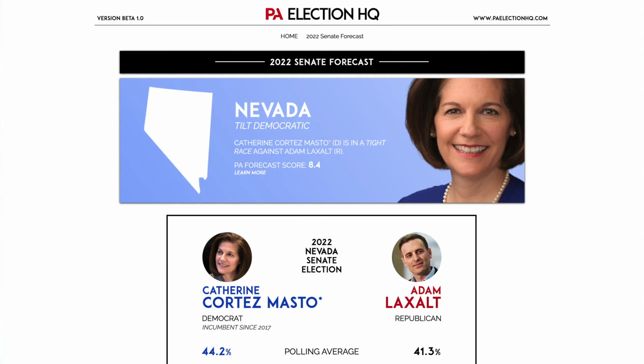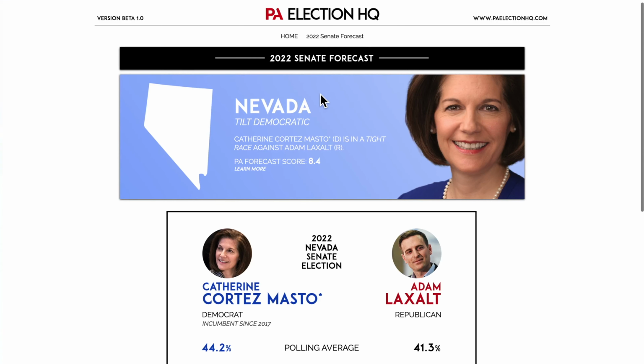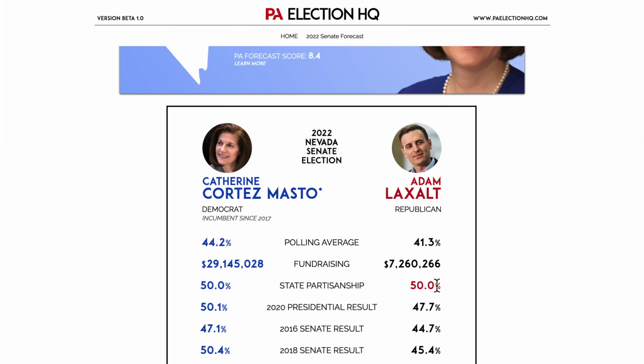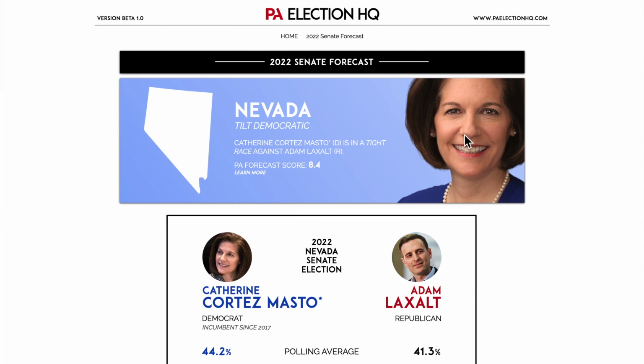Next up, we have an election in one of the most purple states in the country, and that, of course, is the state of Nevada, a state with a partisanship of +0 for both parties. Right now, both parties control around the same amount of voters, and that includes independents as well, as independents do almost always have leans towards one party or another. So in Nevada, our forecast currently projects a very slight margin of victory for Catherine Cortez Masto, a score of just 8.4. We have Nevada currently rated as a tilt Democratic state.